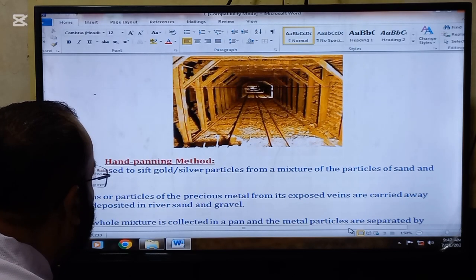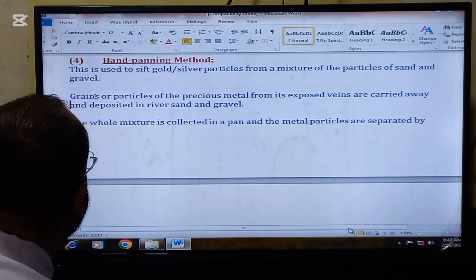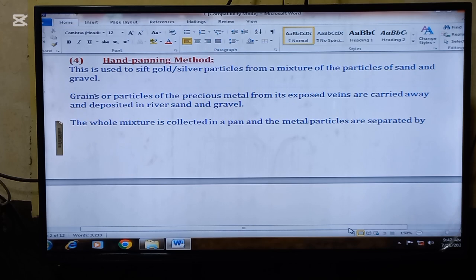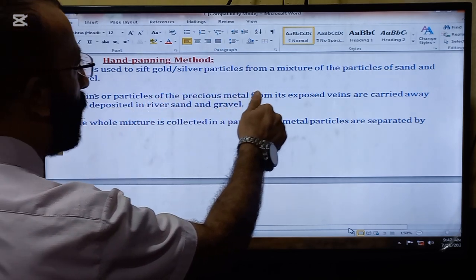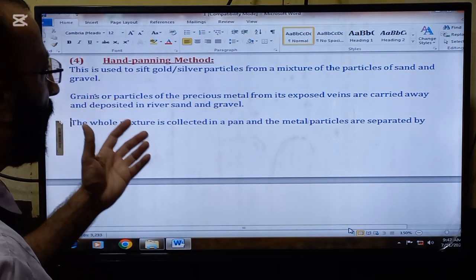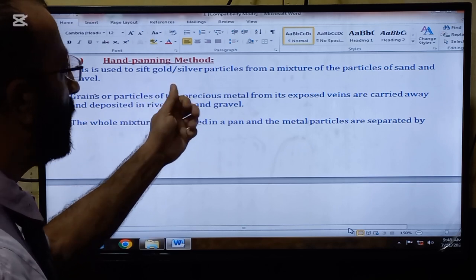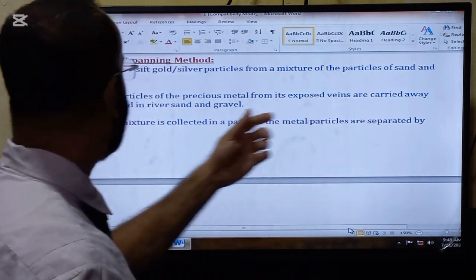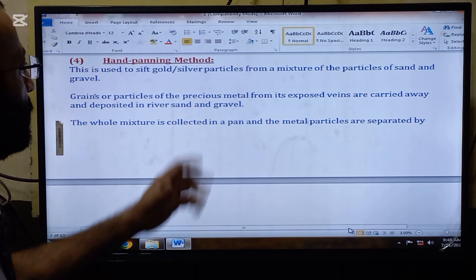The next method that we are going to read in mining methods is hand panning method. This is used to sift gold, silver particles from a mixture of the particles of sand and gravel. So some kind of the very precious metals, minerals, for example, gold and silver, its particles are normally mixed with the particles of the sand and gravel. So hand panning method is used.